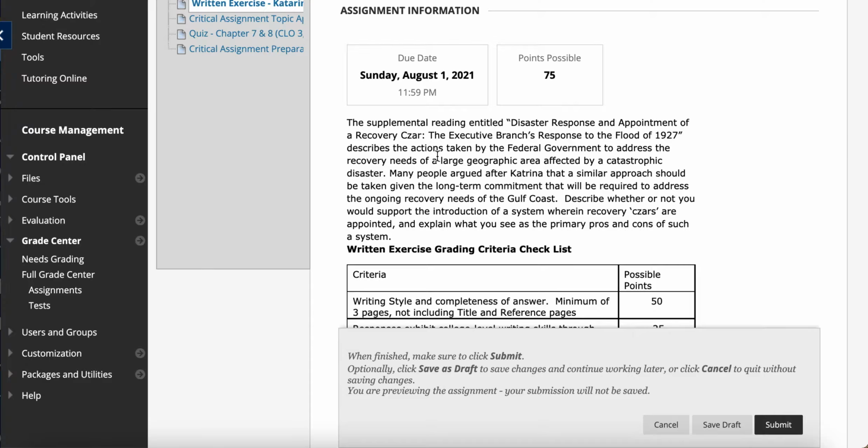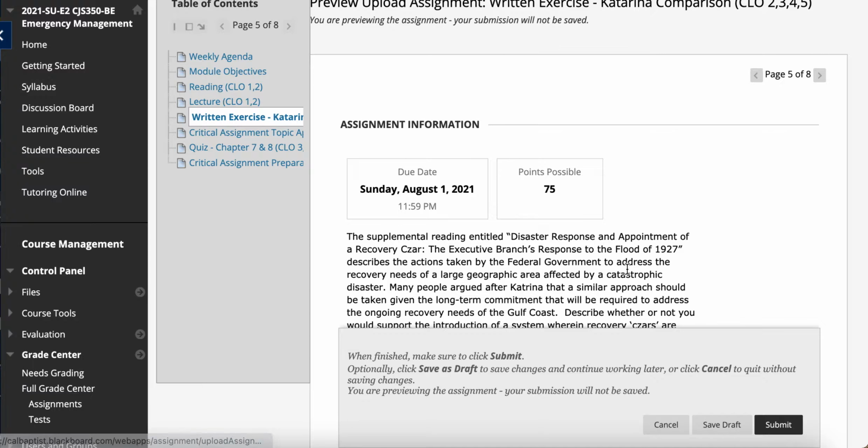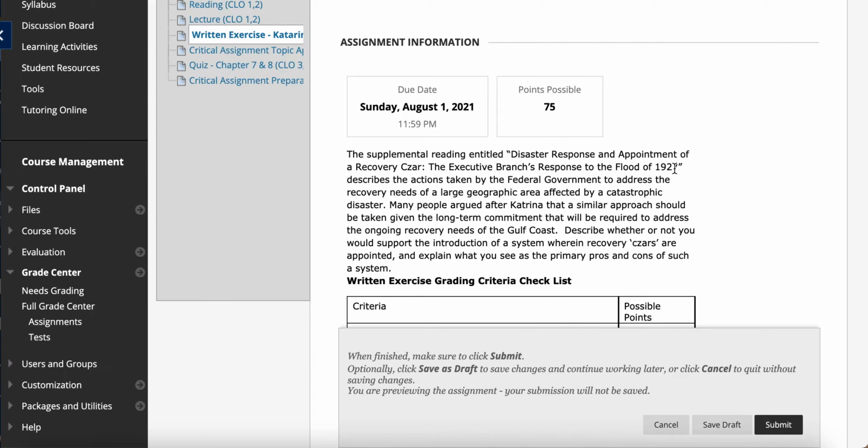In that article that I provided you in the reading, there's a great article on the disaster response and appointment of the recovery czar. This is the executive branch's response to the flood of 1927. It's a good article that describes the actions that were taken by the federal government in response to this large geographic area affected by a catastrophic disaster, the large flood of 1927.